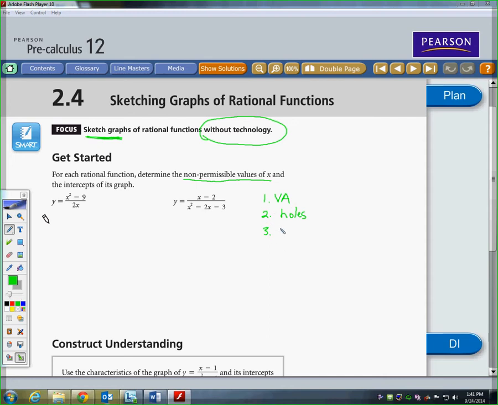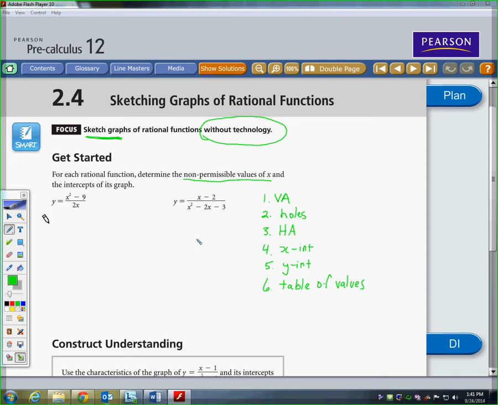Next would be to look for the horizontal asymptotes. That would be the third step. Then step 4, and I guess the order doesn't matter too much here, you can look for the x-intercepts, and 5, the y-intercept. And then the next point is to make a table of values. Specifically, your table of values should be investigating values just to the left and right of any of the vertical asymptotes. So we'll be taking a look at that.